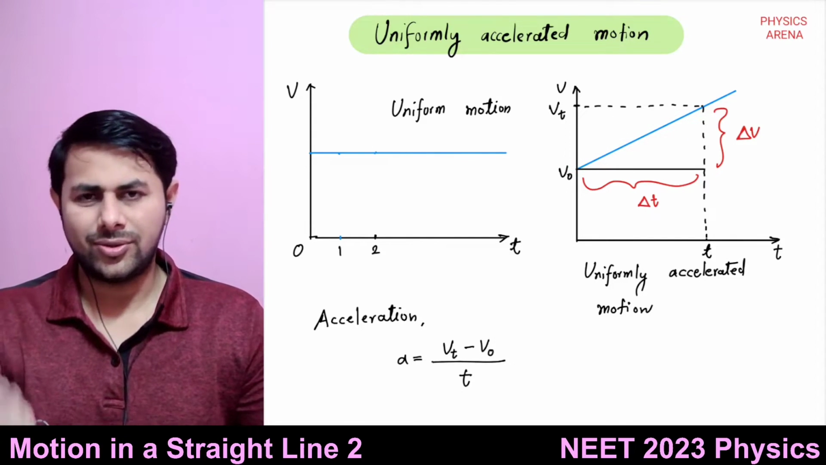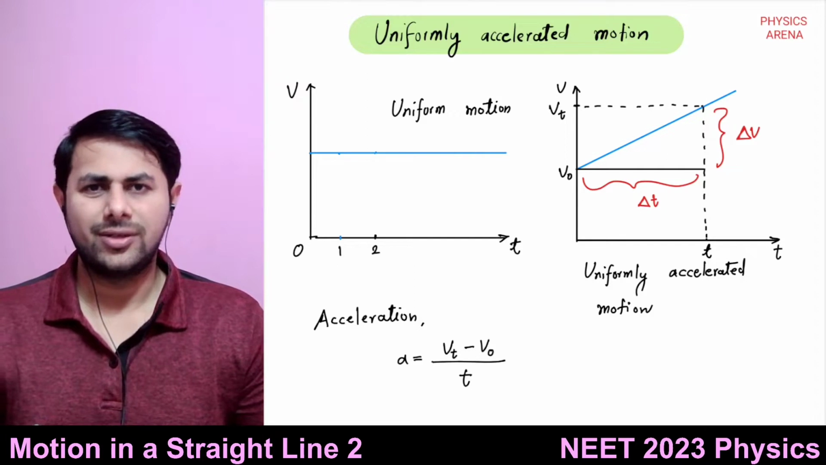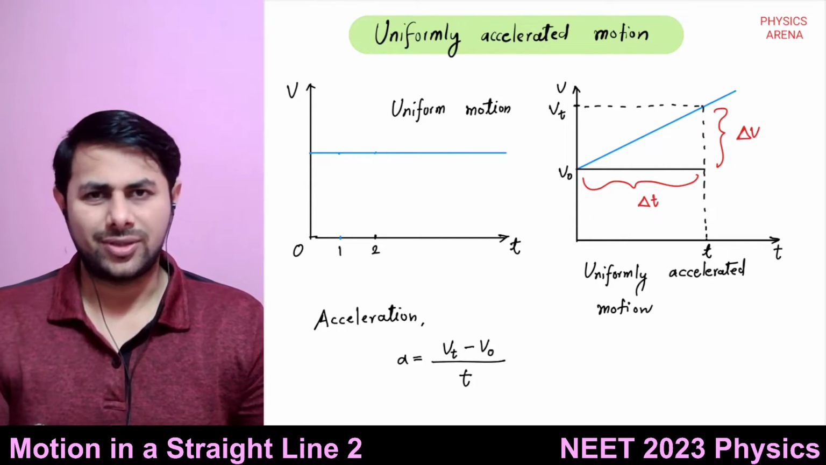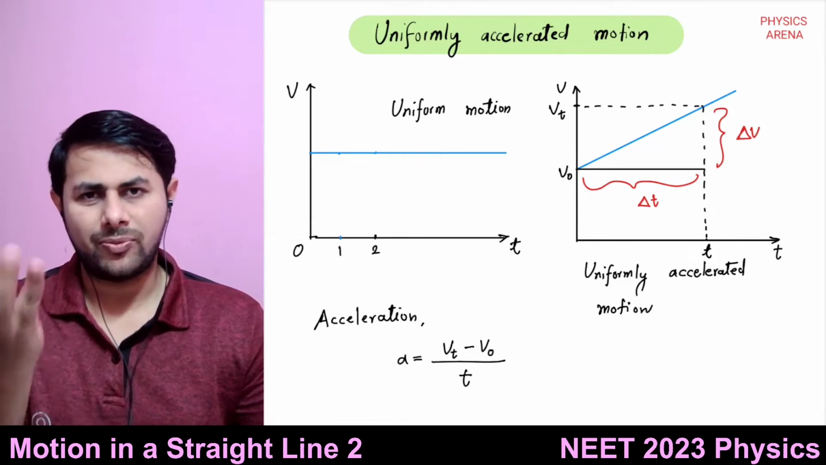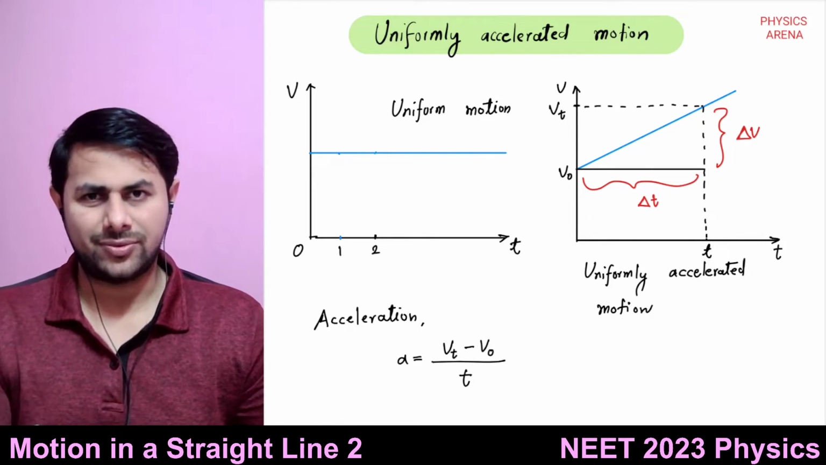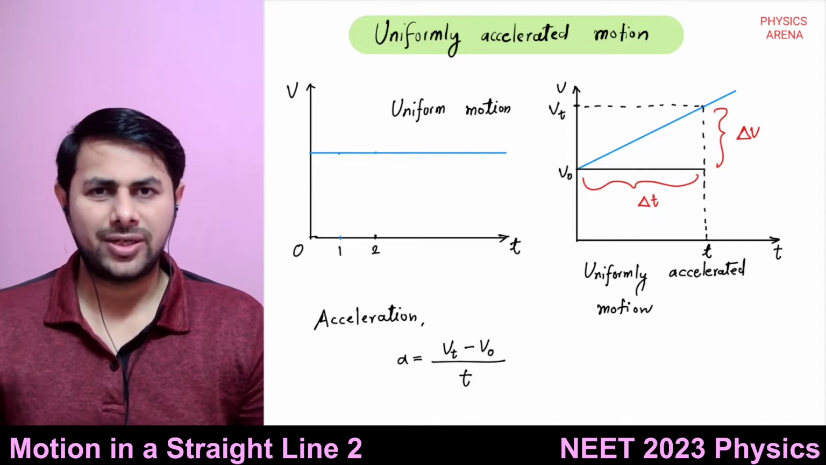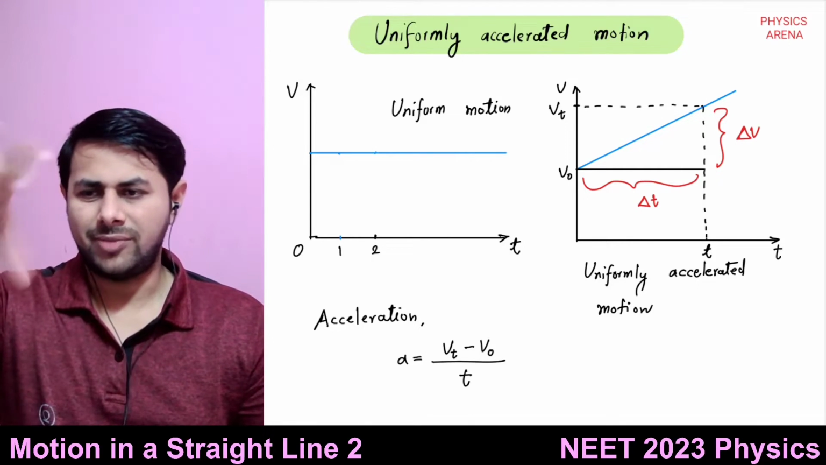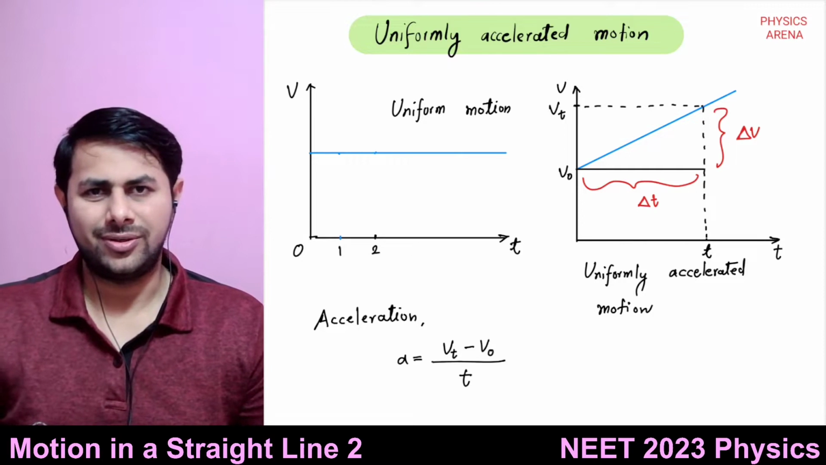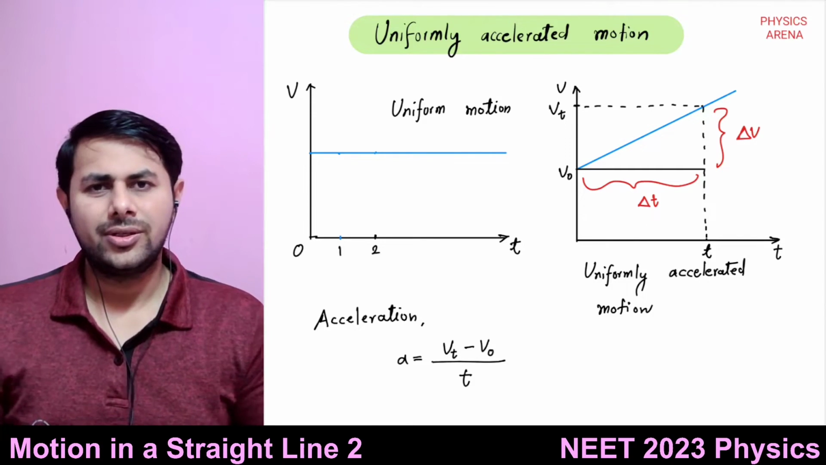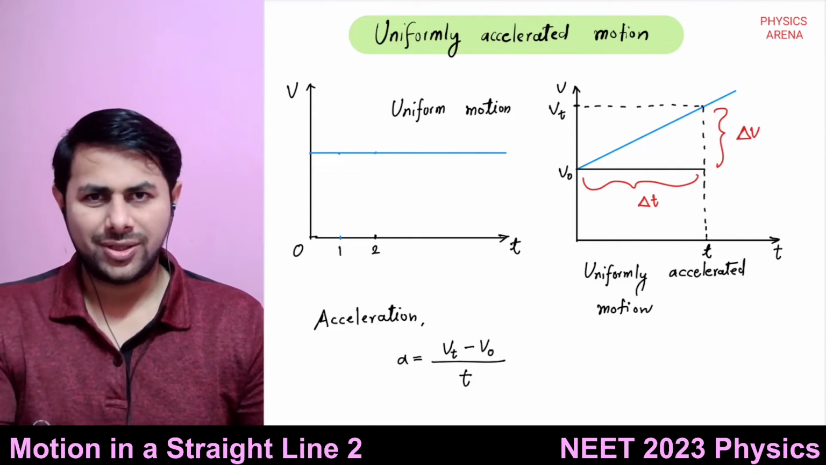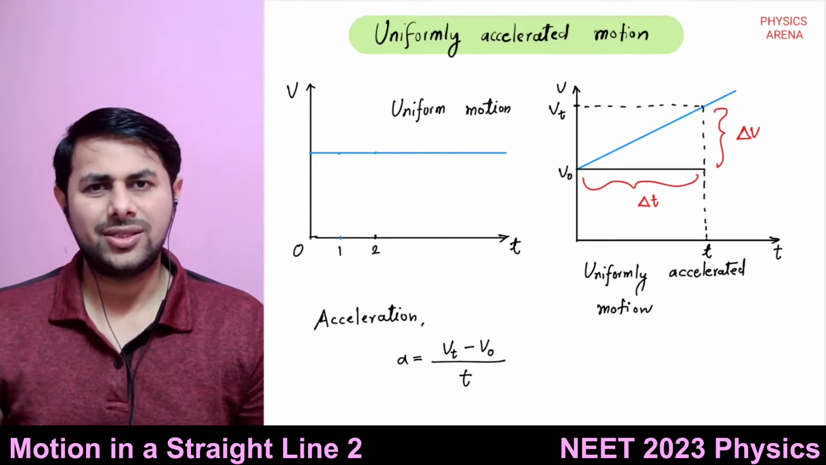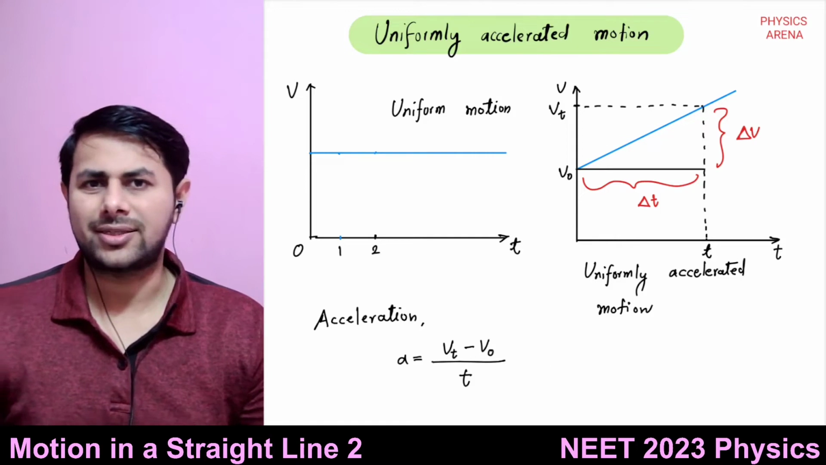If you throw a ball vertically upwards, there is acceleration due to gravity acting on it, which is negative, minus 9.8 meters per second square. If you release a ball from some height, it falls to the ground, so there is some acceleration acting on it. How much is that? 9.8 meters per second square. So this is an example of uniformly accelerated motion.